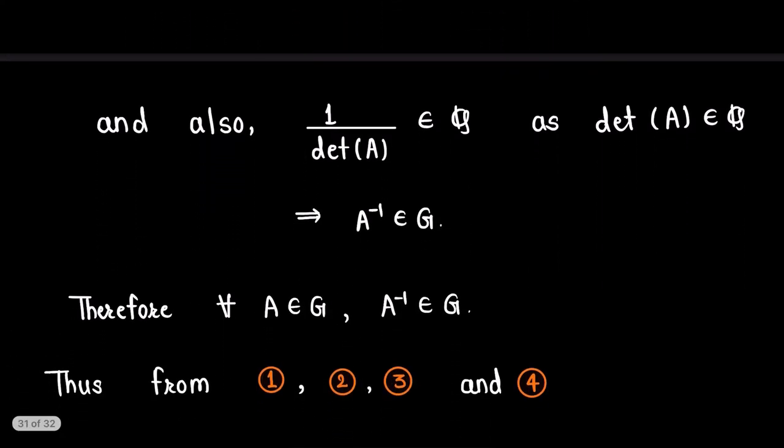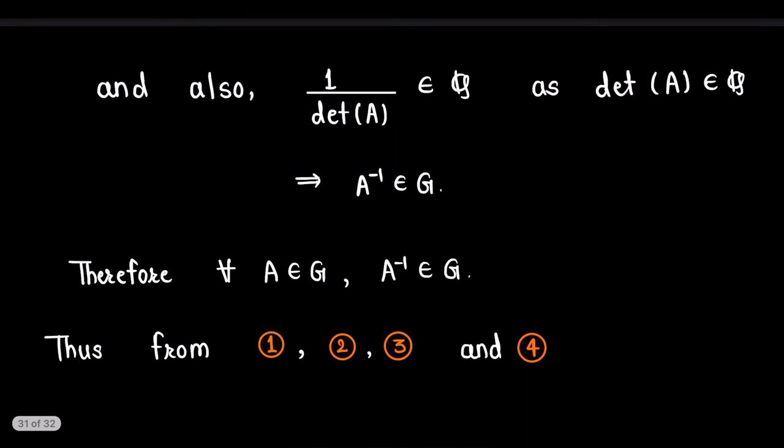In addition to that, 1 upon determinant of A, that is determinant of A inverse, will be a rational number, as determinant of A is a rational number. Therefore, for a given matrix A in set G, A inverse will again be a matrix in set G. Therefore, for all matrices A in set G, their inverses are also in G. This proves our fourth property, existence of inverse.